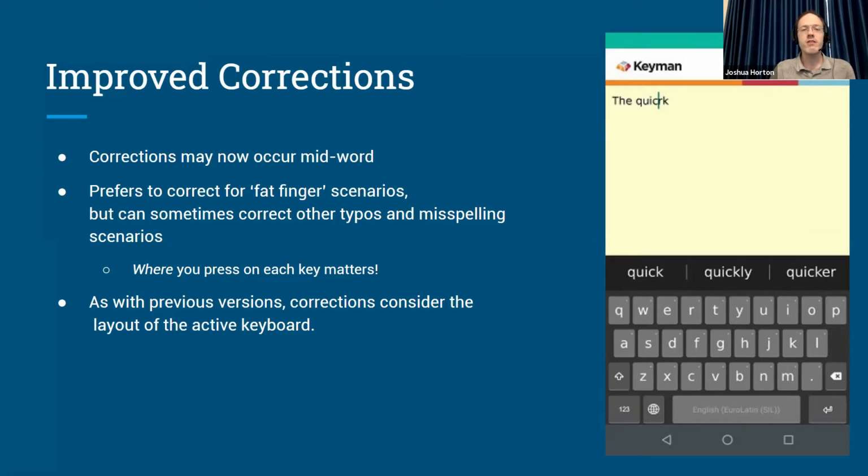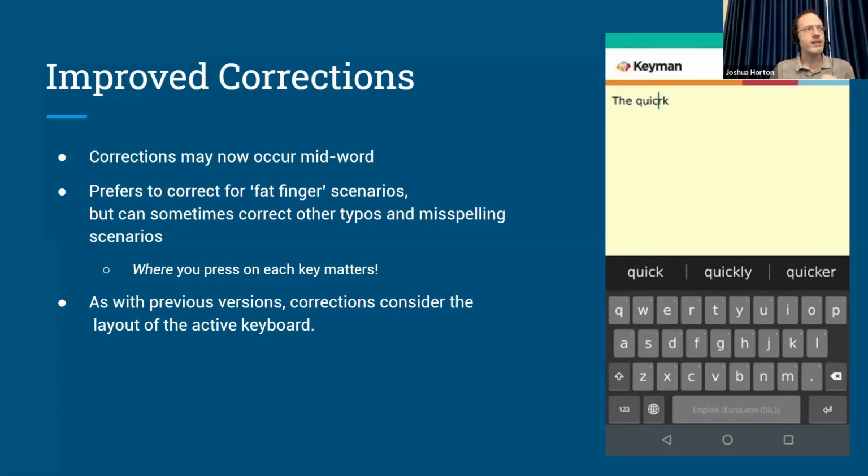We also prefer to correct for scenarios where maybe you don't type directly on the center of a key. It's pretty hard to always be perfectly accurate hitting the center of each key every time, especially on smaller touch devices. You're going to be off sometimes. And we keep in mind just how accurate your key presses are for making good decisions.